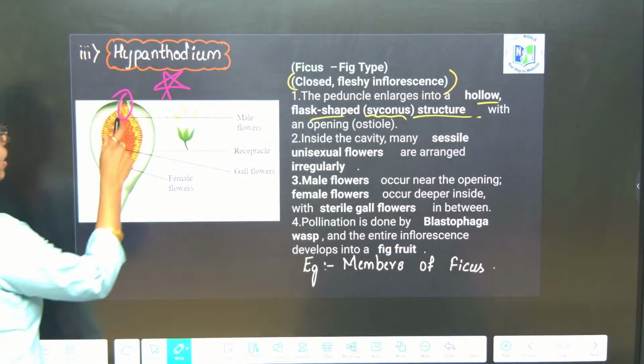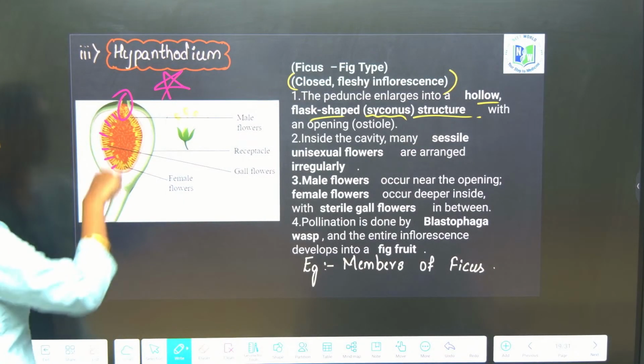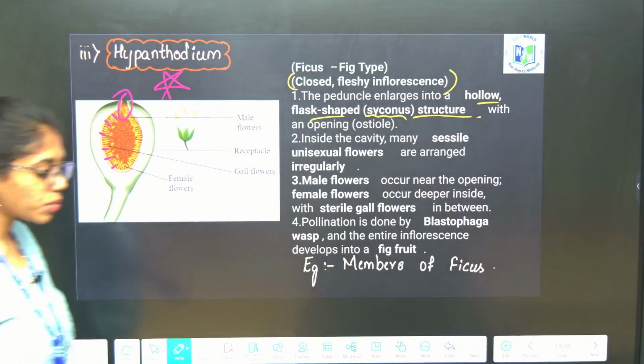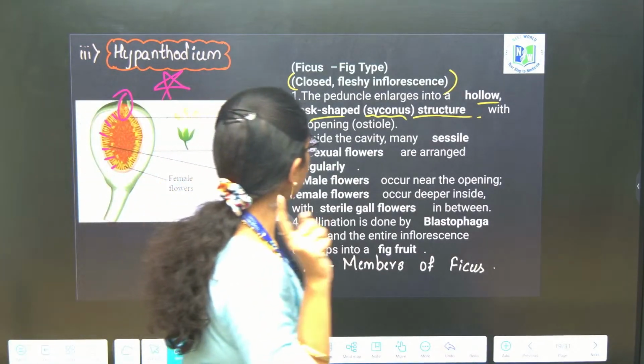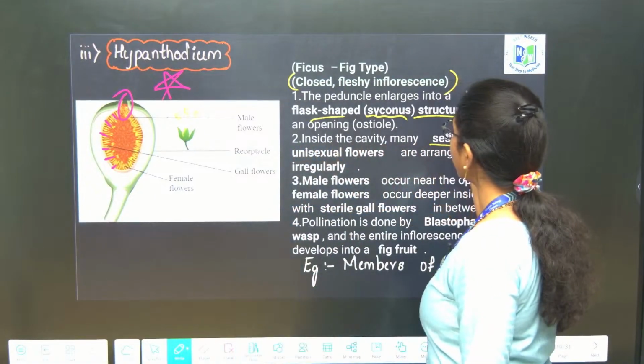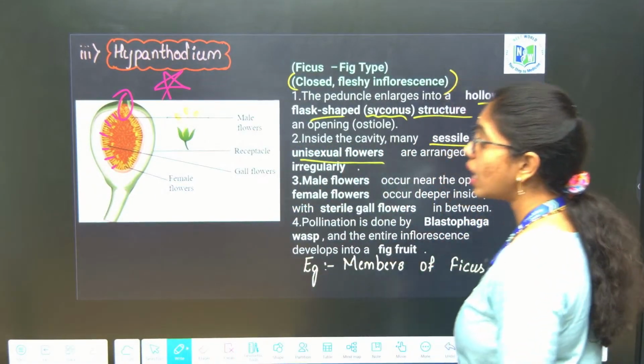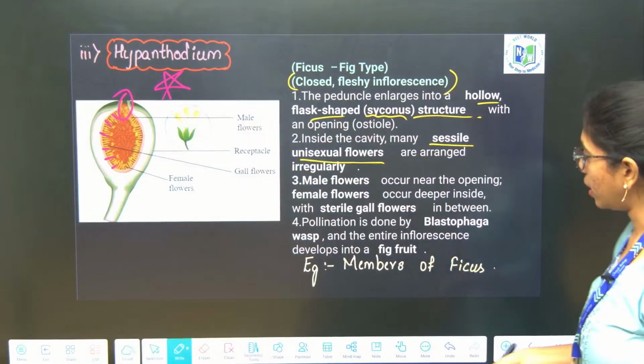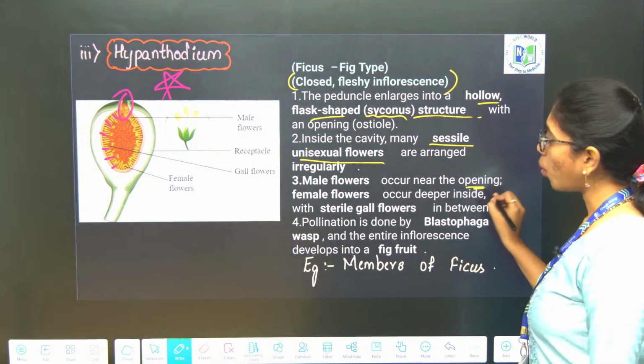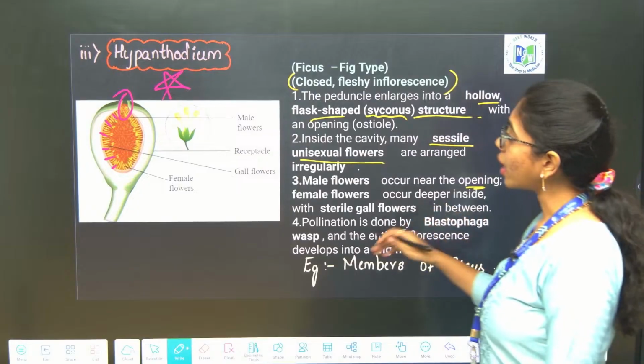Inside the cavity, many sessile unisexual flowers are there. Sessile unisexual flowers means those flowers which do not have stalks. Inside each cavity, many sessile unisexual flowers are arranged irregularly. Male flowers occur near the opening and female flowers occur deep inside.